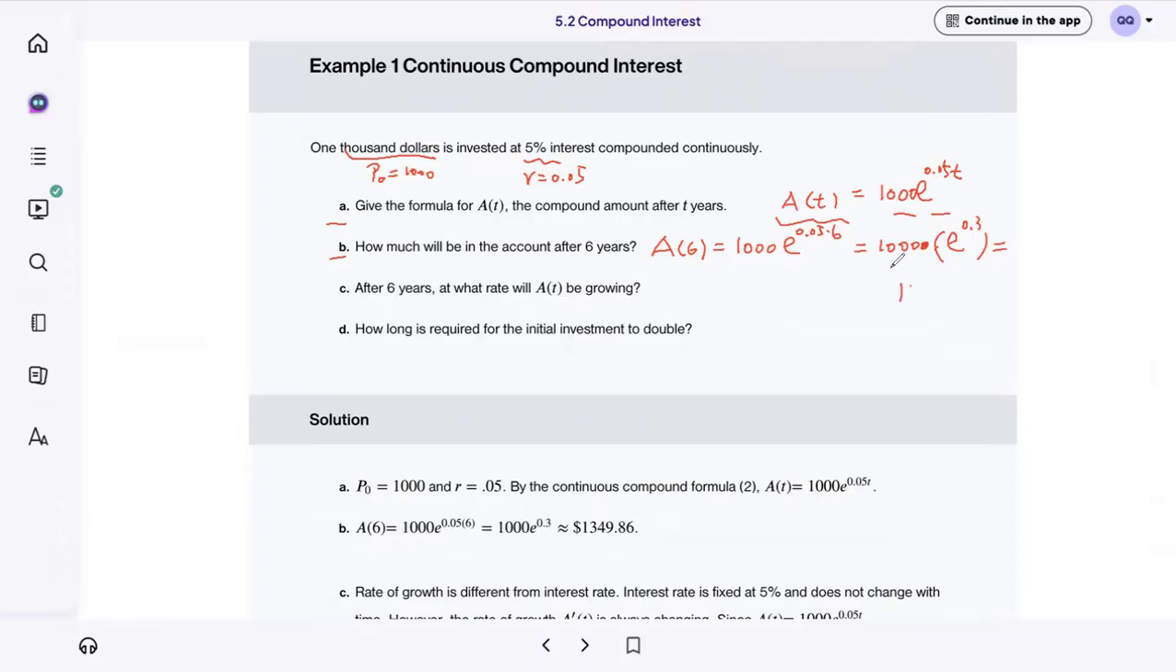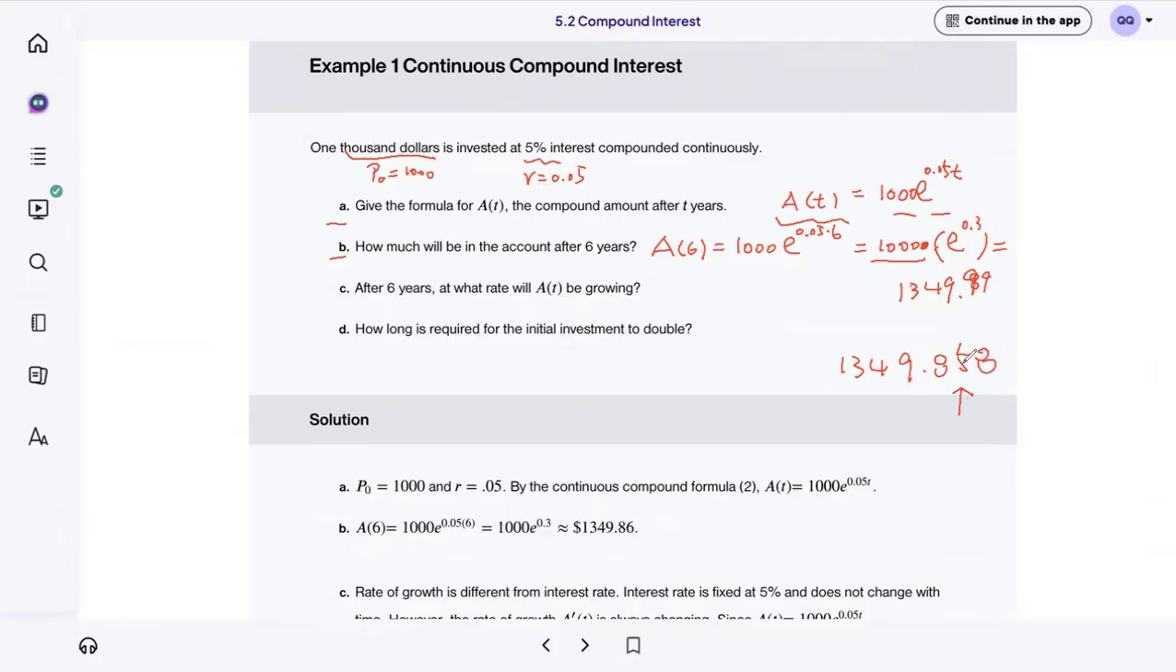Why do I always say 1,000? Multiply 1,000. So $1,349 and 99 cents. Because what I have on my calculator is 1,349.858. But for money, we only go up to cents. So we only have to cap 2 decimal digits.